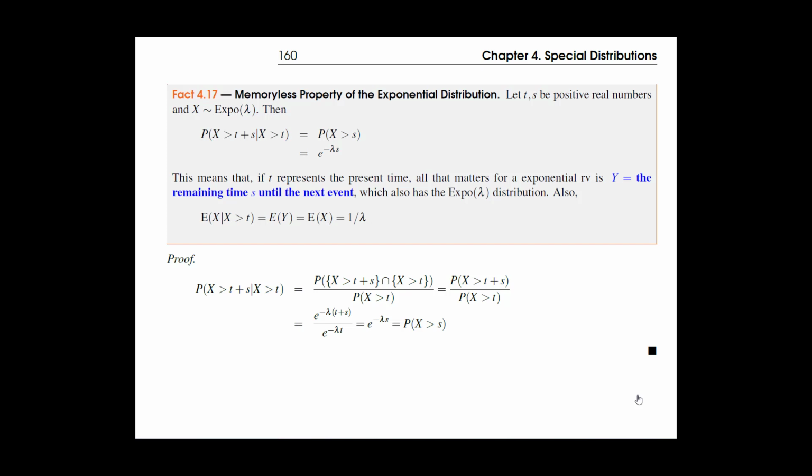Where's my timeline here? Well, it's not here, but it's really easy to make it. So that's time right here. And then we start at time equals 0. And then we say, okay, T is going to be the present time. T is the present.